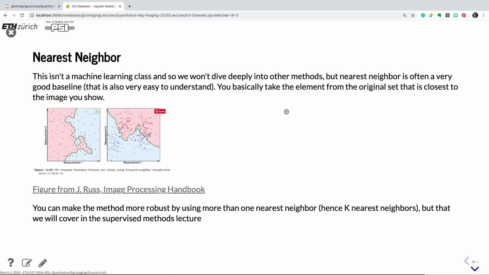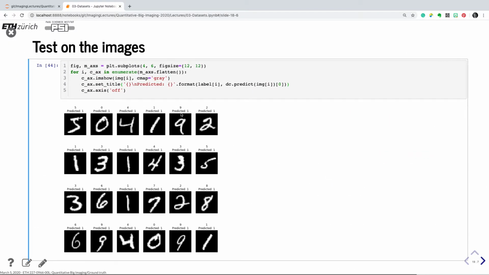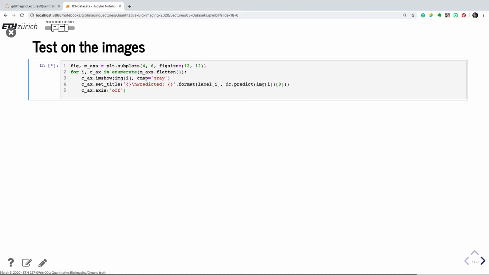Pardon? Did 9 get a 9? I don't think so. 9 is a 1. Yeah. So let's see. Something is not doing right.